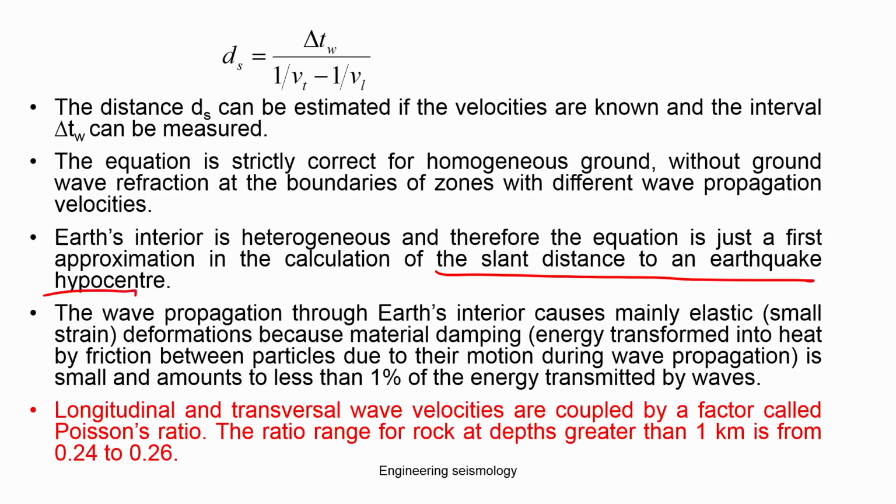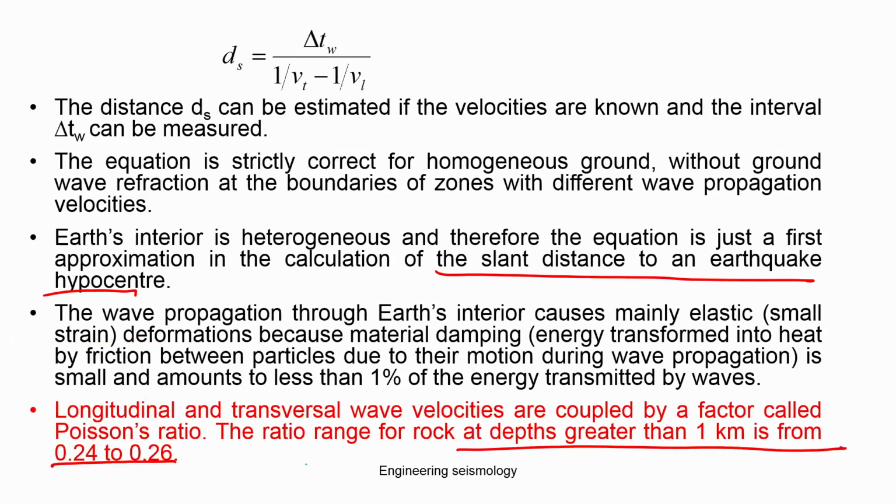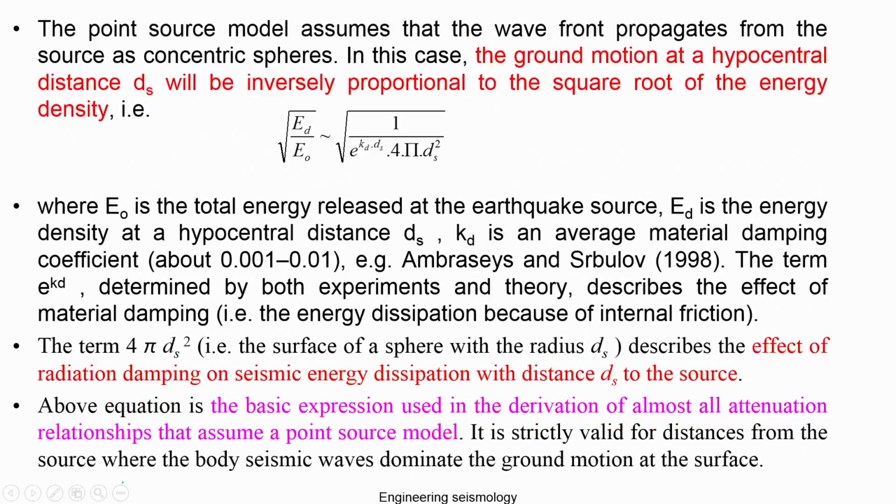Wave propagation through the earth's interior causes mainly elastic small strain deformation. Material damping, where energy is transformed into heat by friction between particles during wave propagation, is a small amount, less than 1% of the energy transfer. The longitudinal and transverse wave velocities are coupled by a factor called the Poisson ratio. For rock at depth greater than 1 kilometer, you will basically have rock materials only, not soil, so the Poisson ratio is in a very narrow range and the variations are negligible.